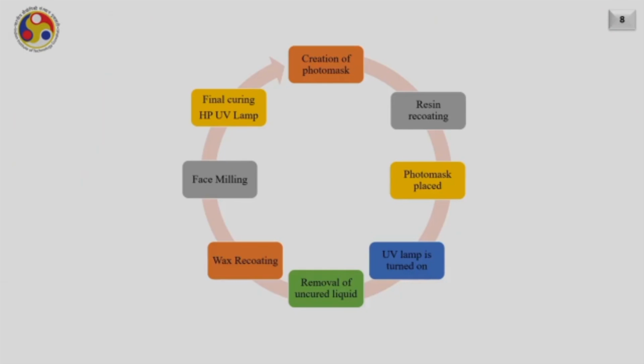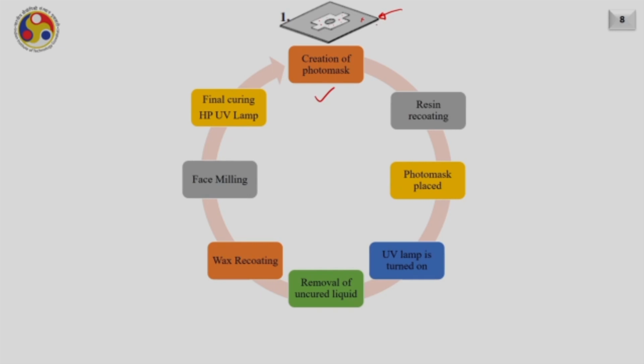So, to visualize better, let me just show you the process cycle for solid ground curing. We start with creation of the mask. Of course, the mask is nothing but the negative of the region which you want to cure. Here, this steel grey region shows that this is the opaque region and light will not pass through it, and only the light will pass through the region shown in the white color here.